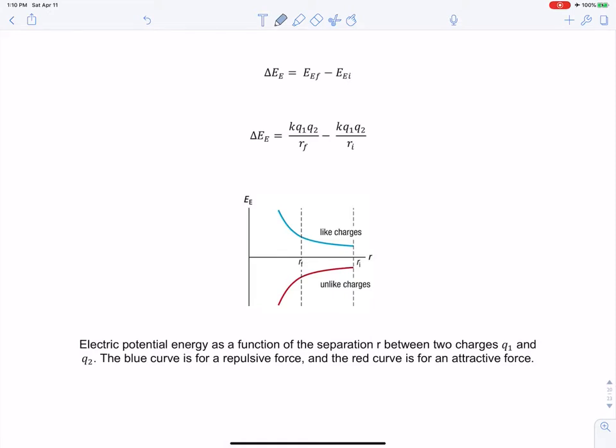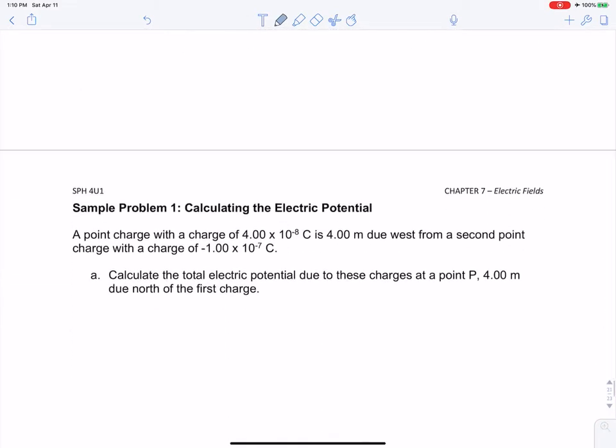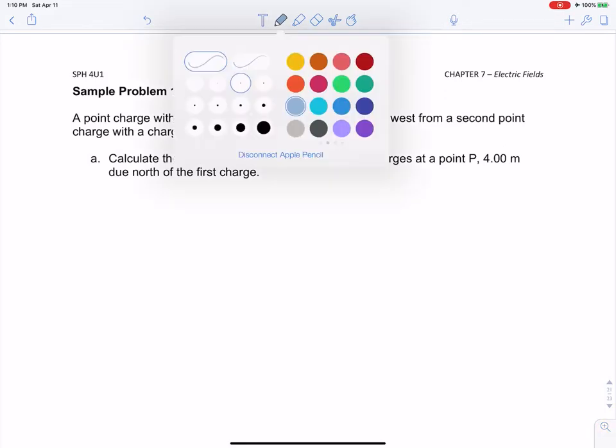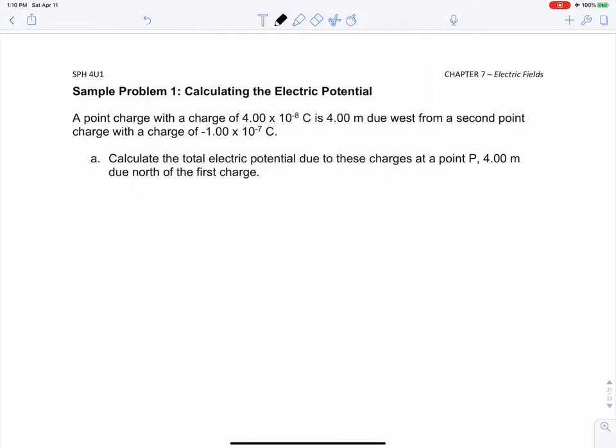Okay, time to tackle some sample problems. A point charge of 4 times 10 to the power of negative 8 coulombs is 4 meters due west from a second point charge with a charge of negative 1 times 10 to the power of negative 7 coulombs. So let's draw what this looks like. We have Q1, which is 4 meters west of Q2.